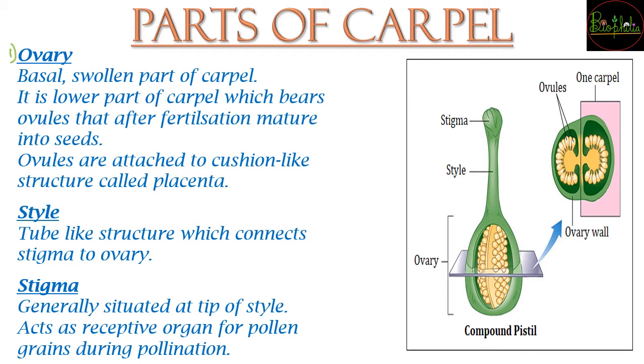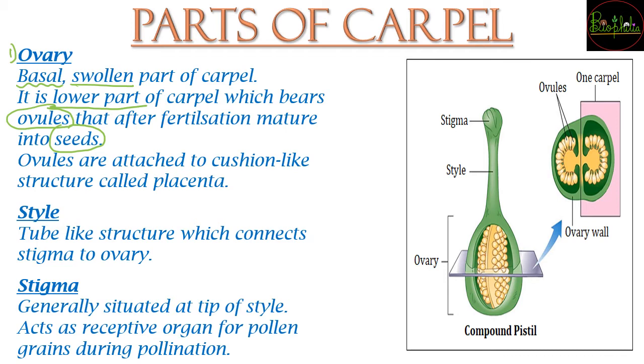The ovary is going to be the lowermost part of the carpel, and it is going to be basal, because it is at the lowermost position. It will be swollen and it is also going to have ovules. These ovules, after fertilization, are going to turn into seeds. So the seeds of watermelon or muskmelon, or whatever seeds you have, are nothing but the ovules which are found inside the ovary.